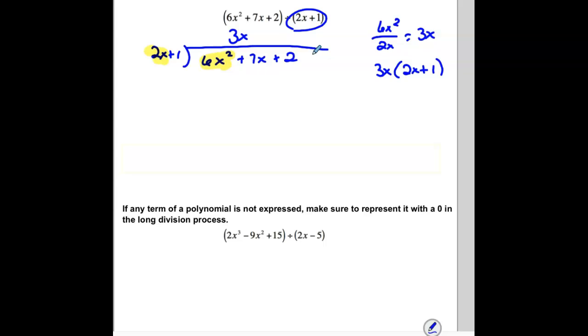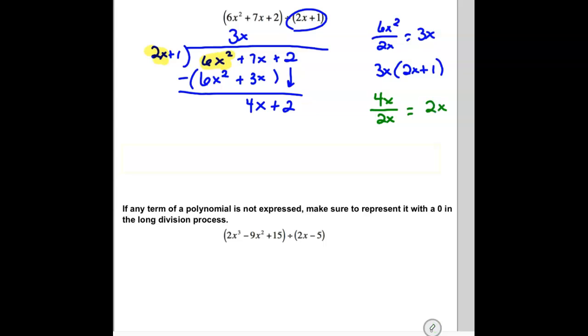3x times 2x would be 6x squared. 3x times 1 is 3x, and we subtract. So our x squared column drops out. We have 7x, we're subtracting 3x, so we end up with 4x, and we bring down our positive 2. Repeating that process, 4x divided by 2x leaves us just a 2. That goes up on top, a positive 2, and then we multiply through all of that.